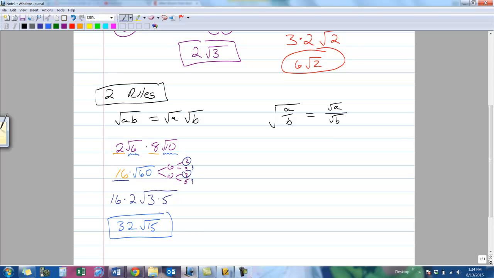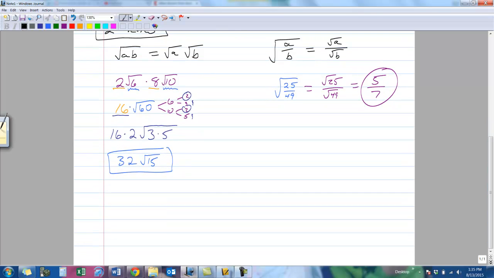Another demonstration of this rule, our quotient rule, is this. The square root of 25 divided by 49. Well, the square root of a fraction is the square root of the top over the square root of the bottom. Fortunately for us, these are both perfect squares. Root 25 is 5. Root 49 is 7. So that would be your final answer.